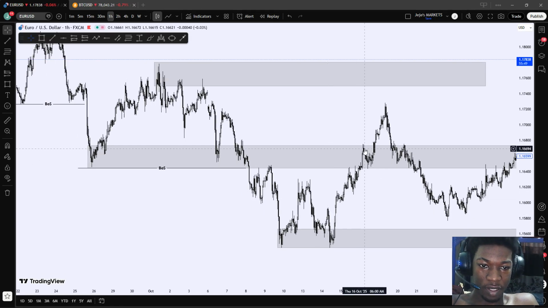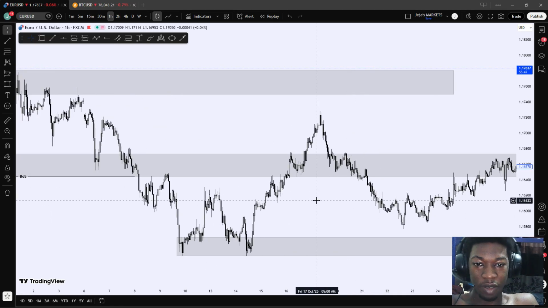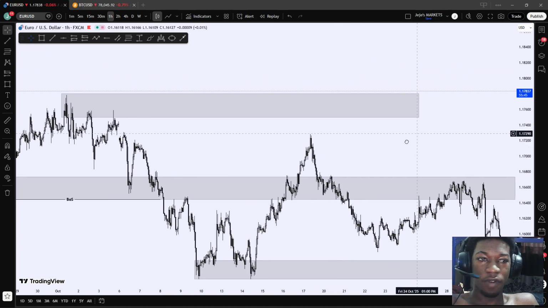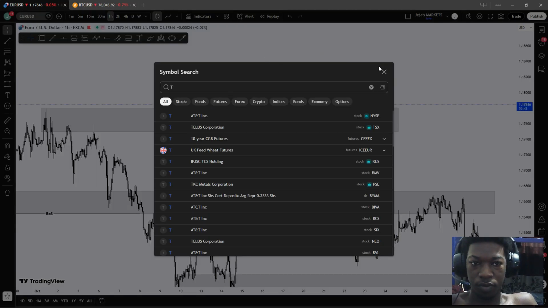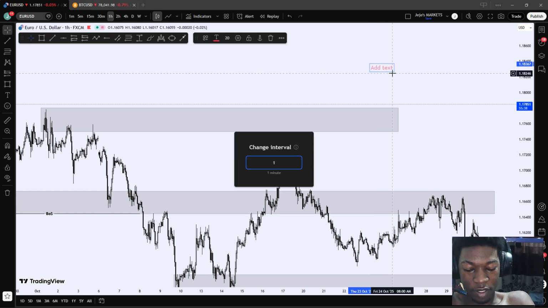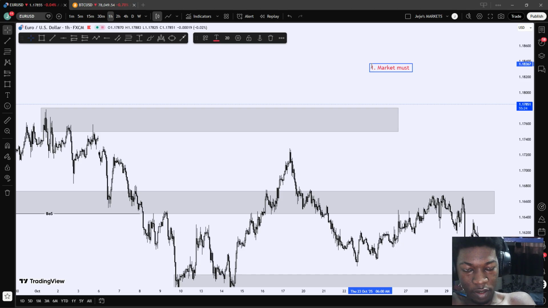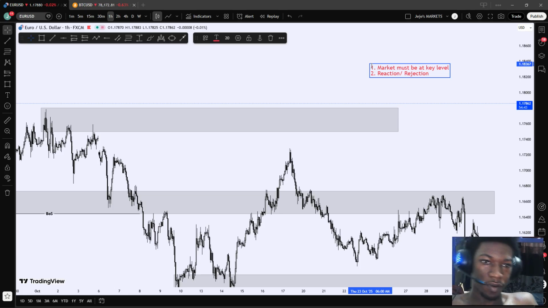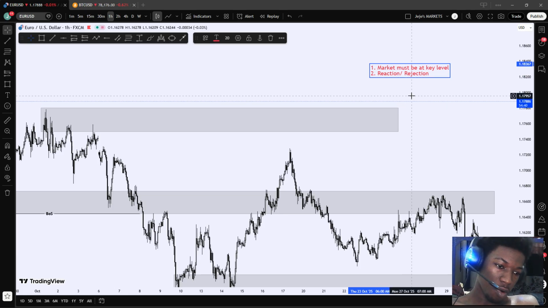So when the market reached here, it showed us a reaction, but now we want a confirmation here. There are steps to confirmation. Hold on. So the first confirmation for me is this. Number one is the market must be at a key level. Number two is a reaction or rejection. Market must be at a key level, then I look for a reaction or a rejection.